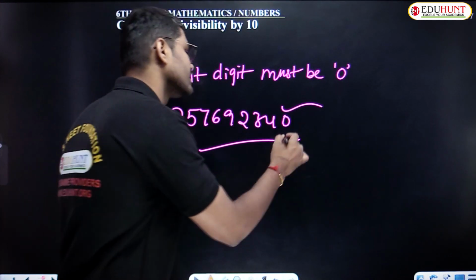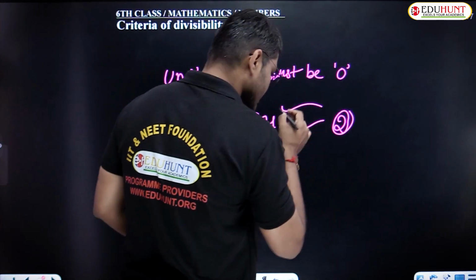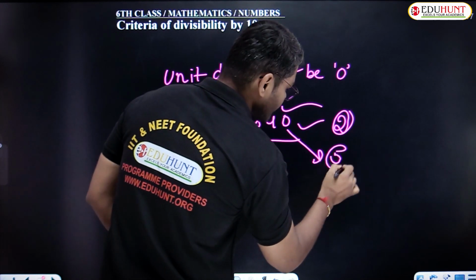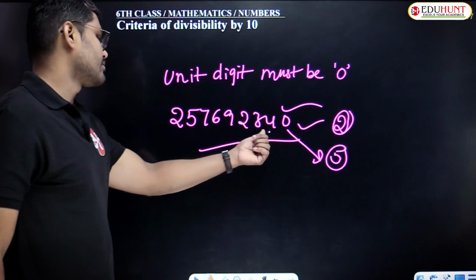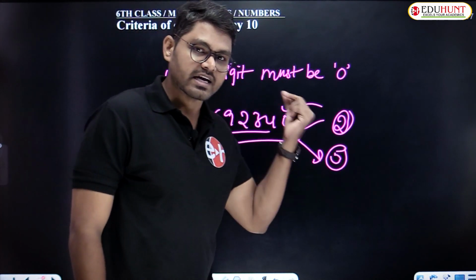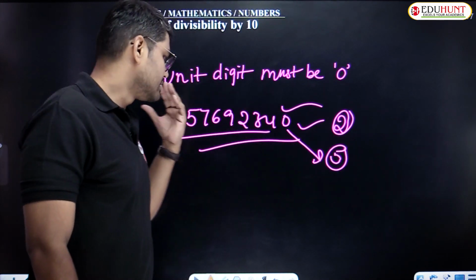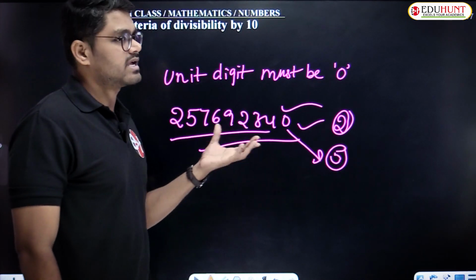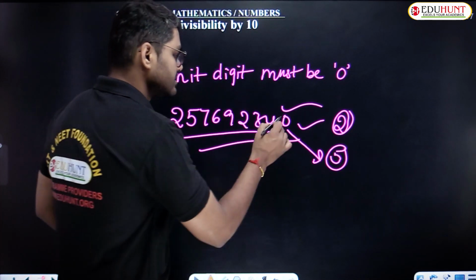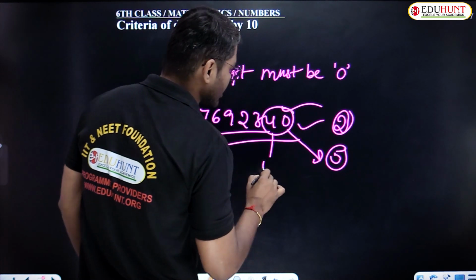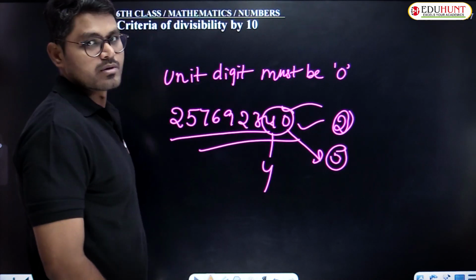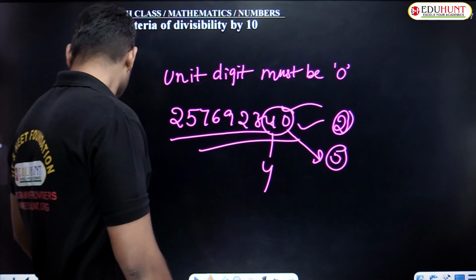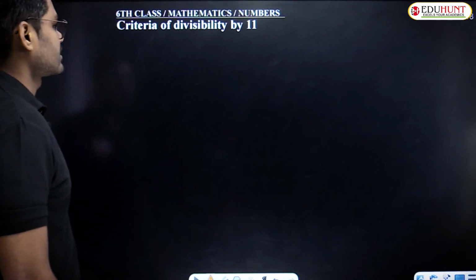This number is also divisible by 2. This number is also divisible by 5. If the sum of these digits is divisible by 9 and 3, then this number is also divisible by 9 and 3. This is also divisible by 4 because 40 is divisible by 4. Okay, let's move on to the next one.